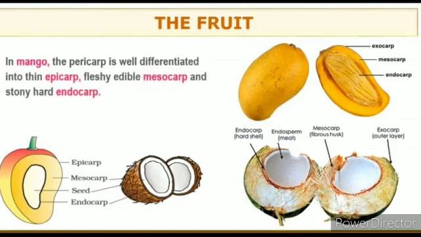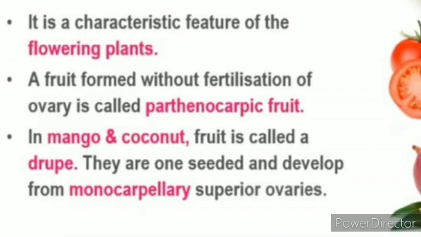When the pericarp is thick and fleshy, it is differentiated into 3 layers. Just think of a mango. The outer layer is called the epicarp, the middle layer is the mesocarp, and the inner layer is the endocarp. So the pericarp is divided into the outer epicarp, middle mesocarp and inner endocarp. In mango and coconut, the fruit is known as a drupe, D-R-U-P-E.